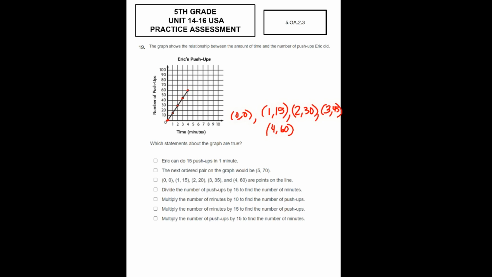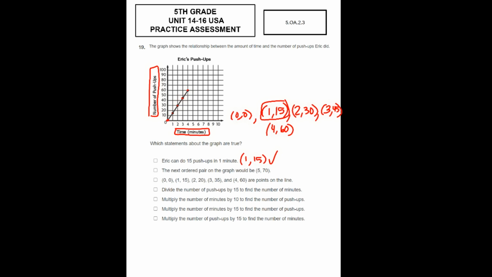Which statements about the graph are true? So let's look at the first one. Eric can do 15 push-ups in 1 minute. So we see that the time is down here. That's the minutes. And then the number of push-ups is the Y. So for 1 minute, how many push-ups do we have him at? We have 1, 15. Yeah, so that's true. This is correct because at 1 minute, he did 15 push-ups.